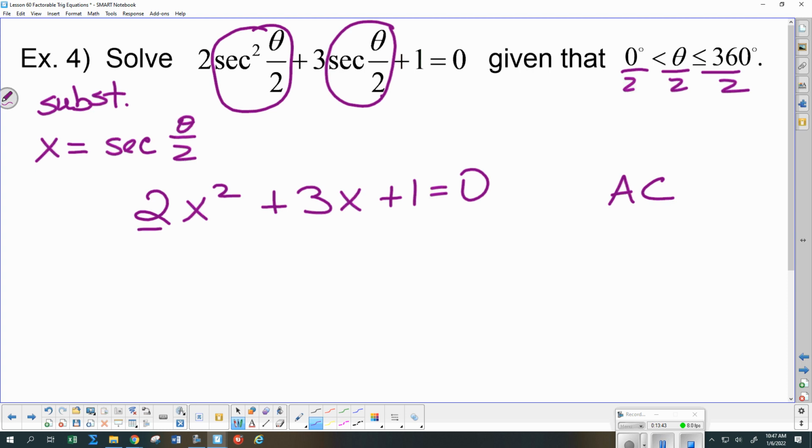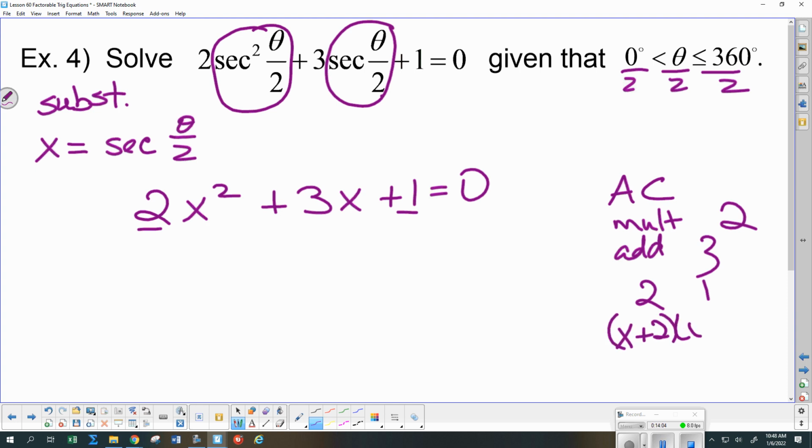That means we need two things that multiply to be 2 times 1. So they multiply to be 2, and they add to be 3. Who can tell me? What numbers multiply to be 2 and add to be 3? 2 and 1. We do not rewrite it as x plus 2, x plus 1. Not with the AC method.